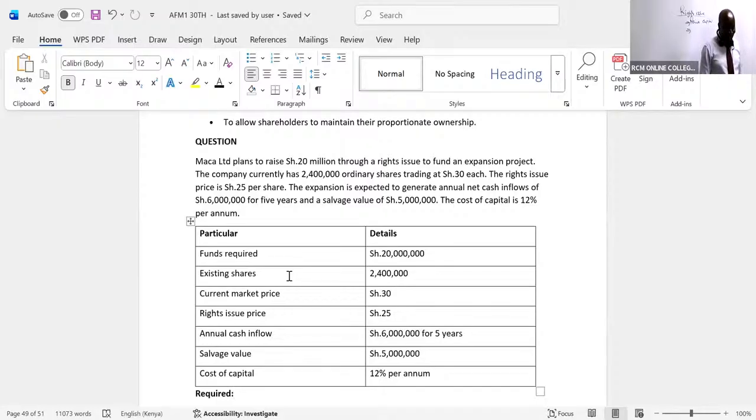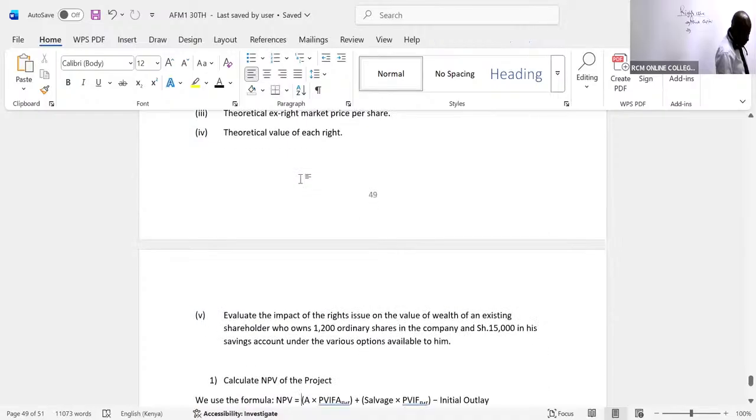Marker Limited plans to raise 20 million shillings through a rights issue to fund an expansion project. It is not in the past paper. It's in the handout that I've sent. If you don't have it, then I'll be able to summarize the figures. The handout that I've just sent, if you go to page number 49.